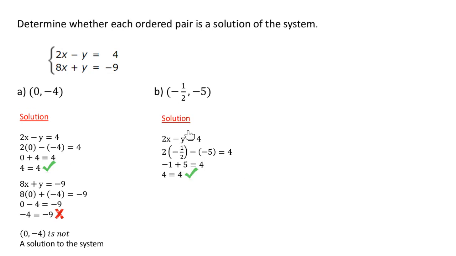So we see that when we plug in negative 1/2 for x and negative 5 for y in the first equation, it does match. We get 4 equals 4. So this is a solution. Let's try it for the second equation. When we plug in x equals negative 1/2 and y equals negative 5, we see that it does match: negative 9 equals negative 9. So in this particular case, this point is a solution for this linear system because it matches for both equations. Okay.